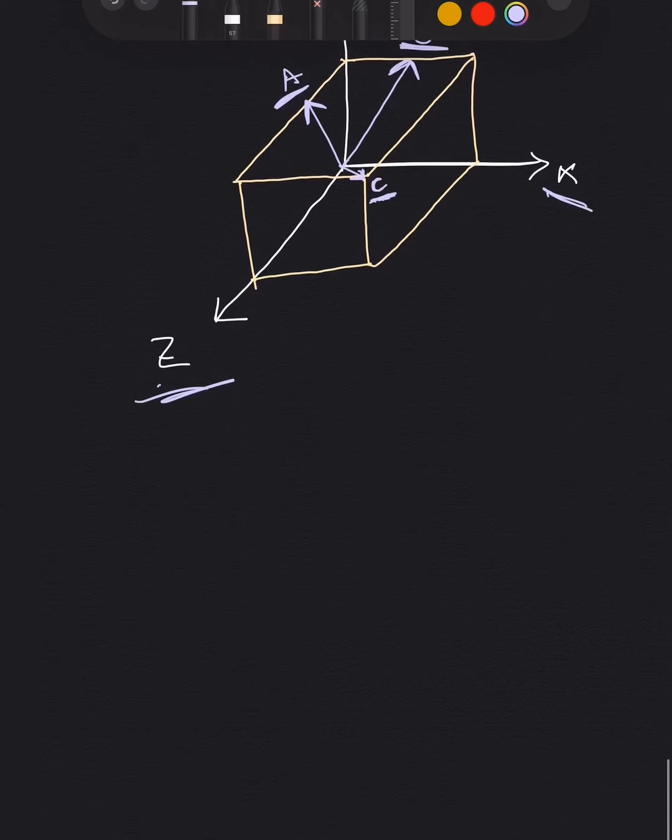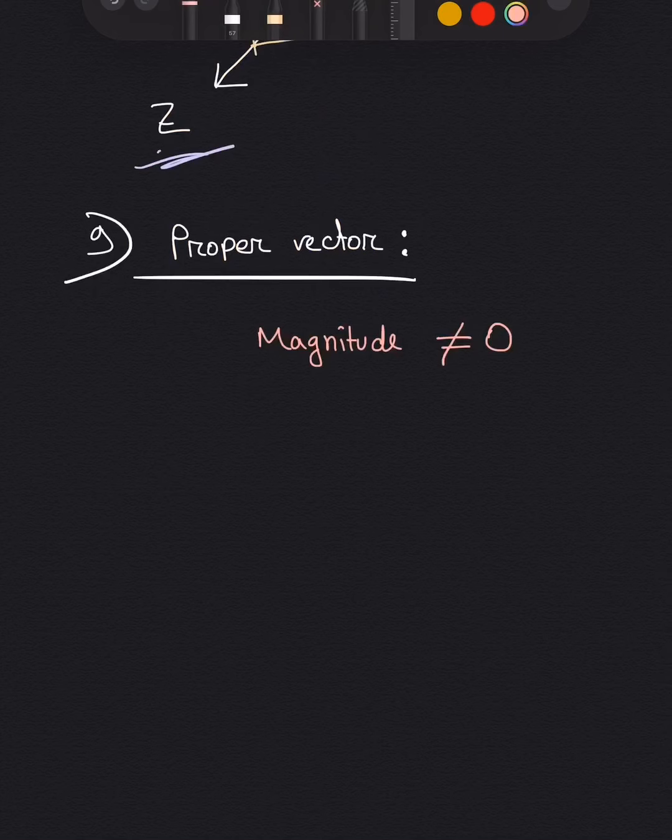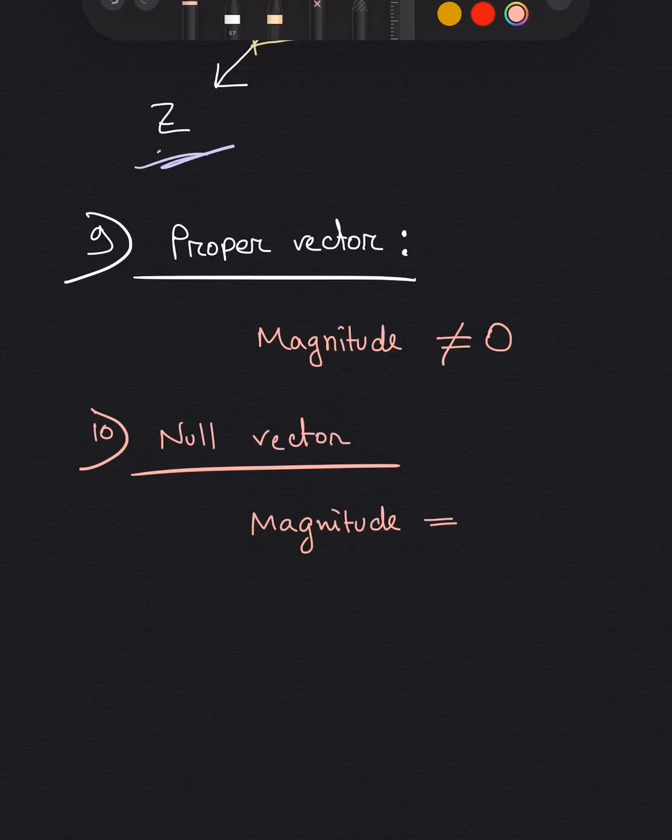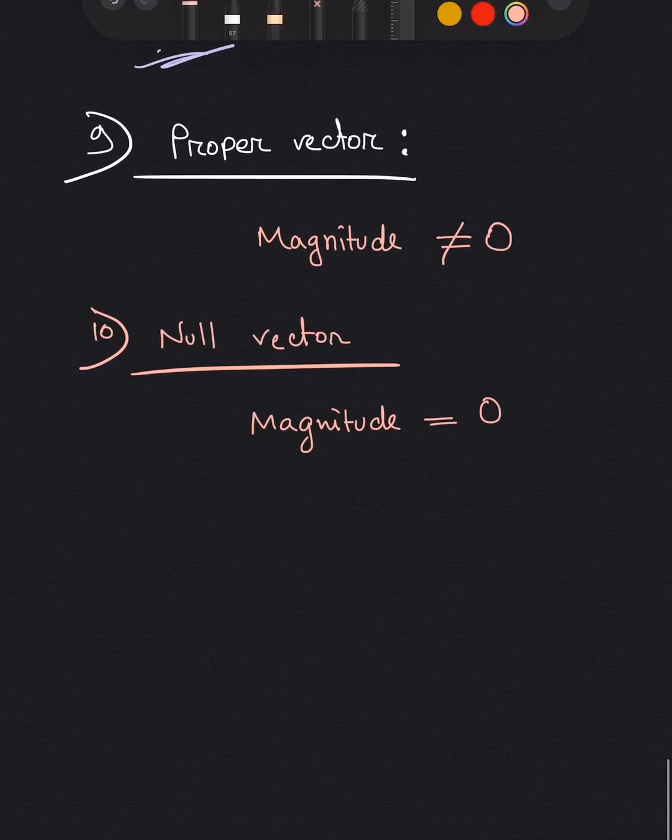Now coming to our ninth type of vector, which is proper vector. The vectors whose magnitude is not equal to 0, those vectors are called proper vectors, while the 10th vector, which is null vector, has magnitude equal to 0. Okay, in this case, what is the direction of this null vector?